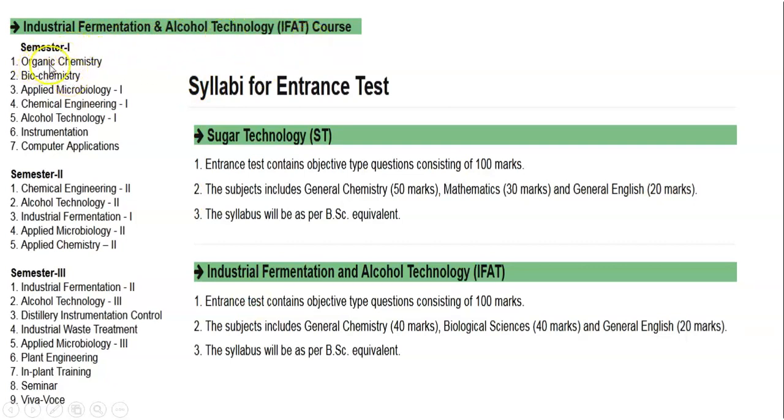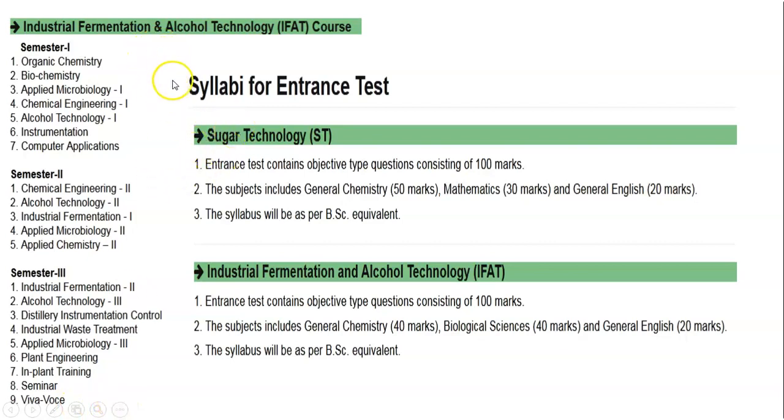Semester 1 consists of different papers: organic chemistry, biochemistry, applied microbiology 1, chemical engineering 1, alcohol technology 1, then instrumentation, computer applications. In semester 2, the papers include chemical engineering 2, alcohol technology 2, industrial fermentation 1, applied microbiology 2 and applied chemistry 2. And semester 3 consists of industrial fermentation 2, alcohol technology 2, distillery instrumentation control, industrial waste treatment, applied microbiology 3, then plant engineering, in-plant training, seminar and viva.